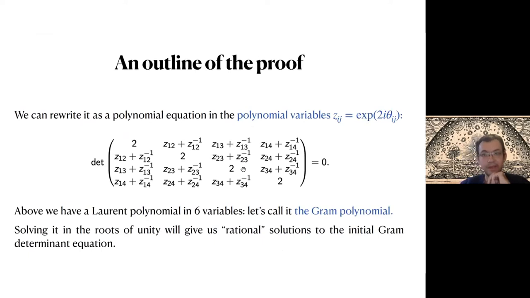And now what remains is to solve this polynomial in the roots of unity. If we can do that, we definitely find all possible thetas ij that may produce either rational tetrahedra or rational line configurations. Sure, we have to mod out somehow non-geometric solutions from this set. But at least this way we see where to begin.